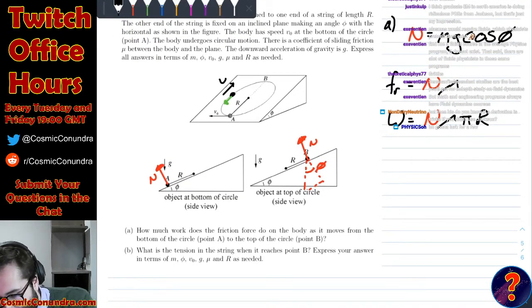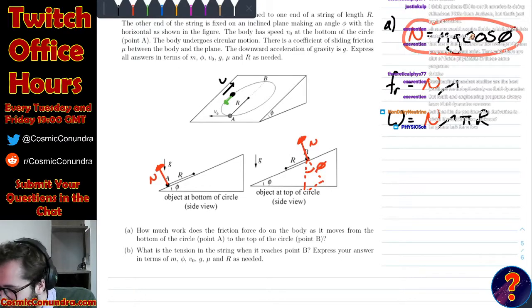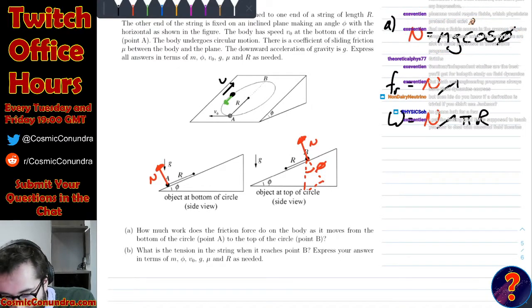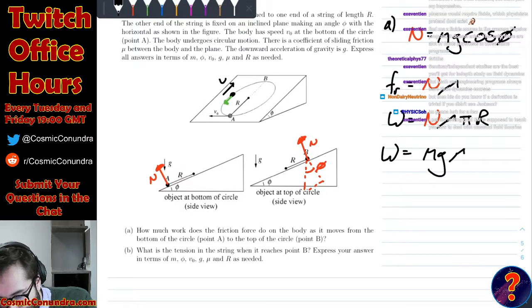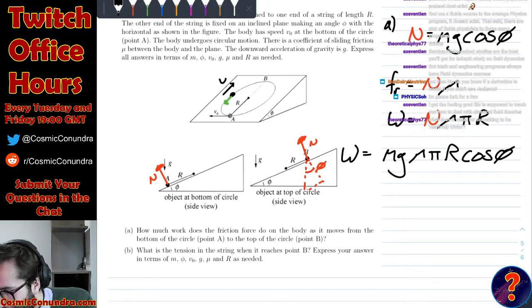Yeah, okay. And then we're putting N that we found here, the magnitude of the normal force, back into here. Okay. So the work done, therefore, is mg mu pi R cos phi. I ran out of room a little bit. Okay. So that's the straightforward part.